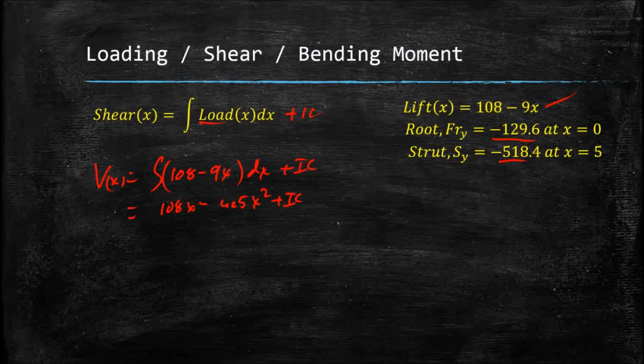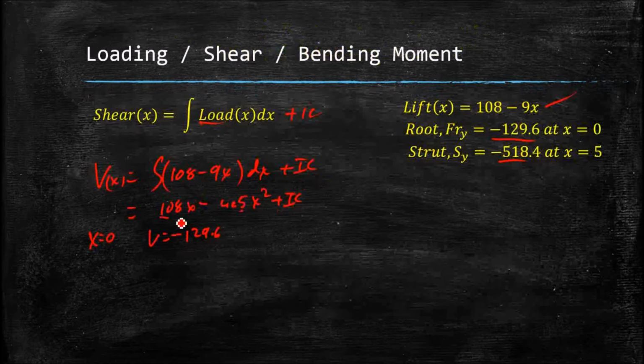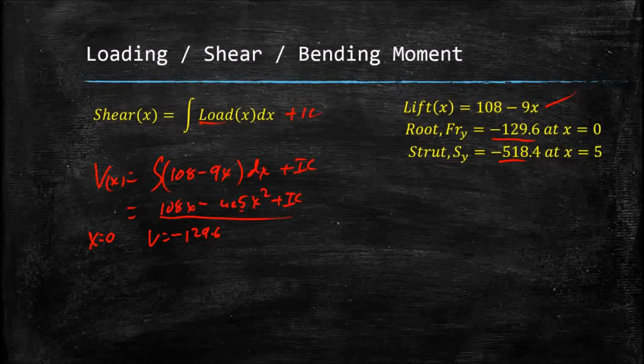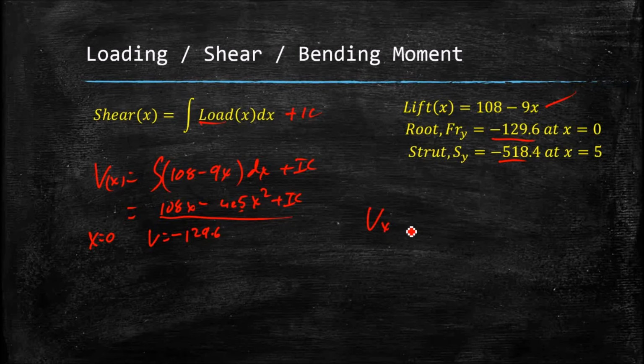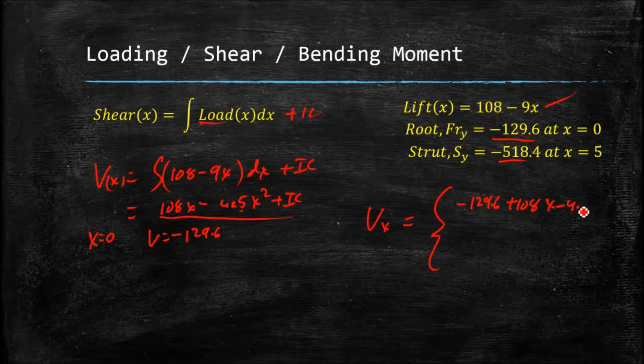There's nothing new here, right? It's the same stuff. Well, I know at the root, x equals 0, my shear force that results from the reaction is minus 129.6. So if I substitute 0 into this equation, I get my initial conditions, and I get my shear force V of x equals minus 129.6 plus 108x minus 4.5x squared. And that applies when we're to the left of that strut, at x less than 5.